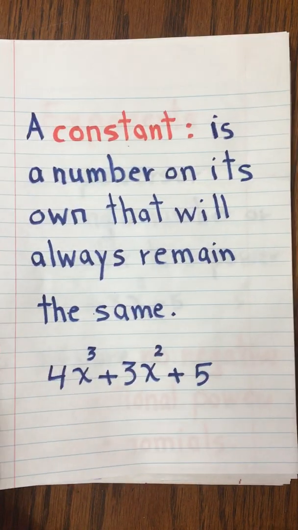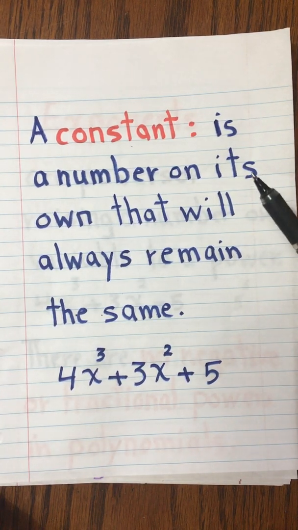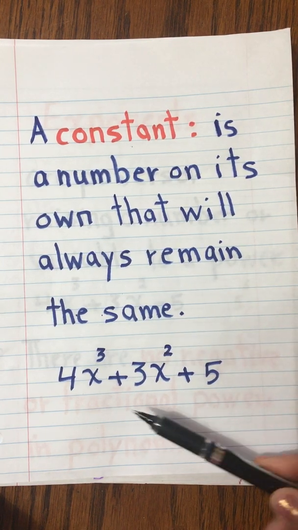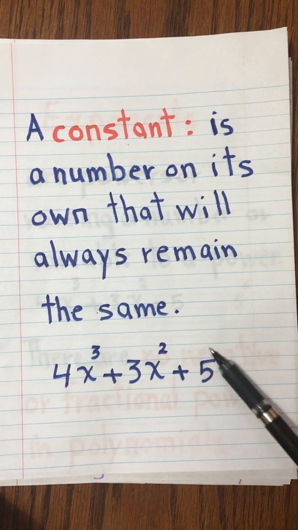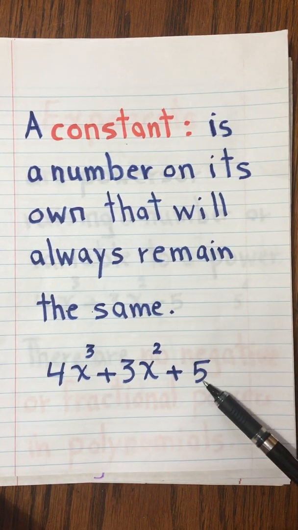We're going to define a constant. A constant is a number on its own that will always remain the same. 4x cubed plus 3x squared plus 5. The constant here is 5.